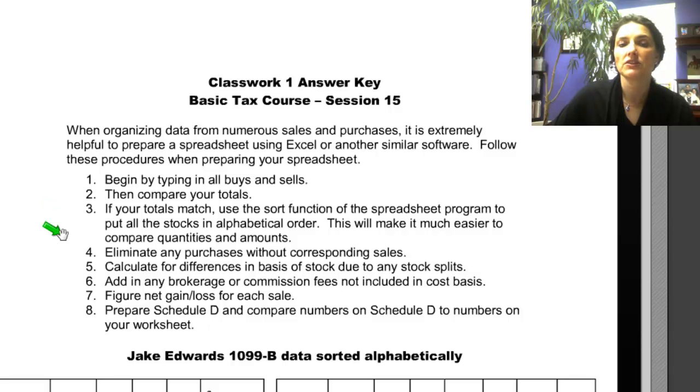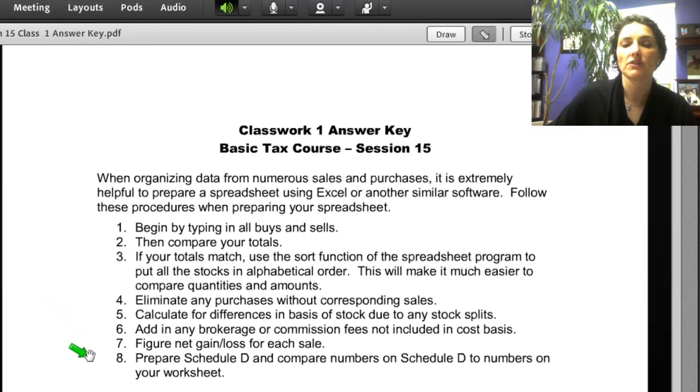Eliminate any purchases that do not have corresponding sales. Calculate for differences in basis of stock due to any stock splits, and add in any brokerage or commission fees not included in basis. Figure the net gain or loss on each sale, and then move over and prepare Schedule D and compare numbers on the D to the numbers on your worksheet.